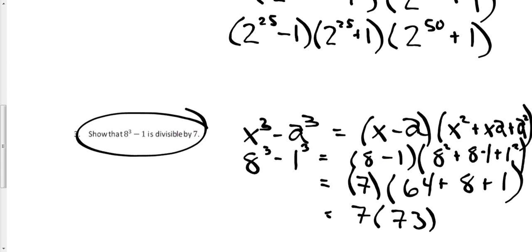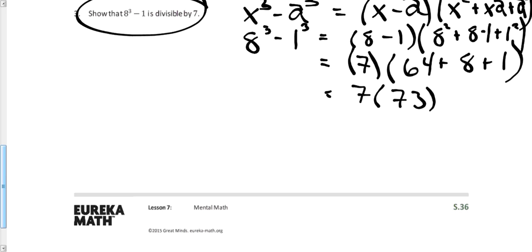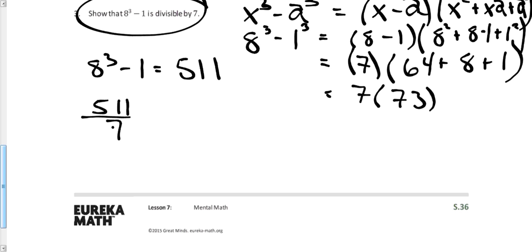There you go. All right. So, here's what Cam did. Very, very well thought out. Cam did 8 cubed minus 1, and you got 511, did you say? That equals 511 on Cam's calculator. And then he divided 511 by 7. And guess what he got? 73. Bam, mic drop. All right, good.